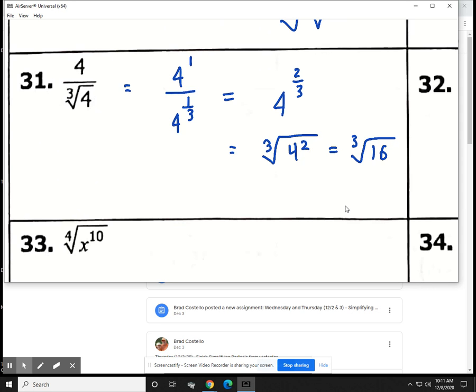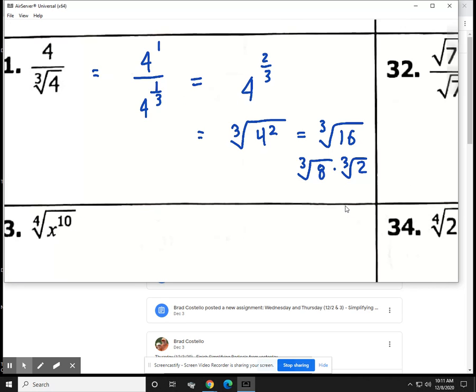Is 16 a perfect cube? No. Will a perfect cube go into 16? 8. 8 goes into 16 twice. So the cube root of 8 becomes a 2, and then we bring down the cube root of 2. So it's 2 times the cube root of 2. Hope y'all can see that. 2 times the cube root of 2 is the final answer for that one. Pretty tricky? Or y'all get it?